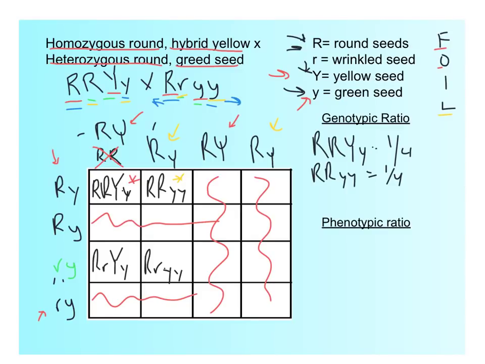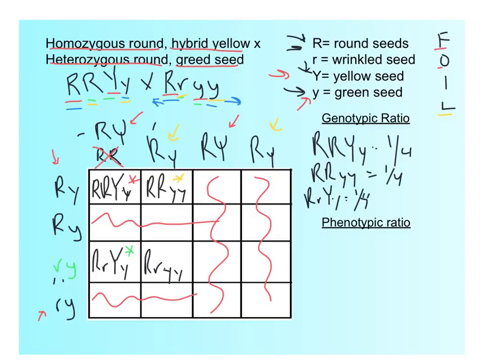Now let's try this one. How many of those we got? Big R, big Y, little Y. I see only one. So we got big R, big Y, little Y equals one out of four. So that's three out of four.